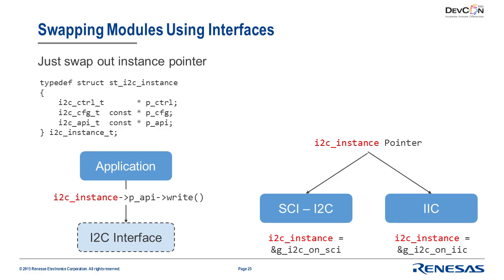Let's go back to what we were talking about. We want to move to IIC. To move that sample code from SCI to IIC, the only thing we have to do is change that pointer like that. All the rest of your application code remains the same.